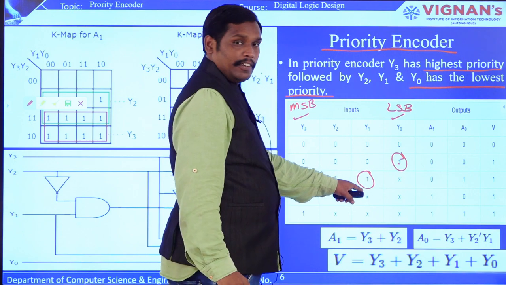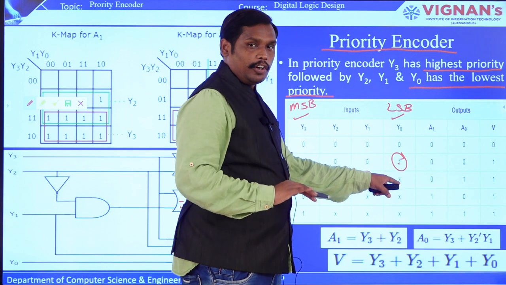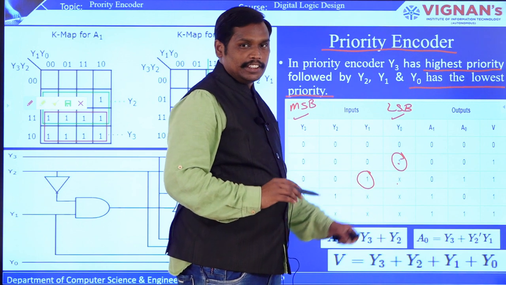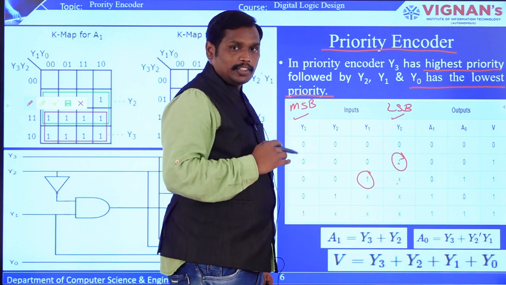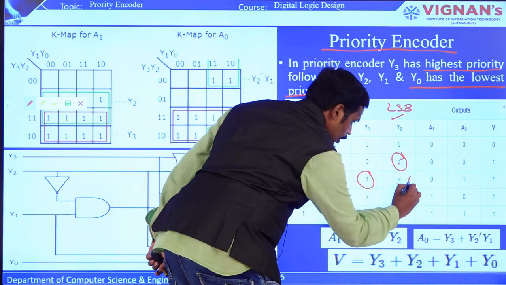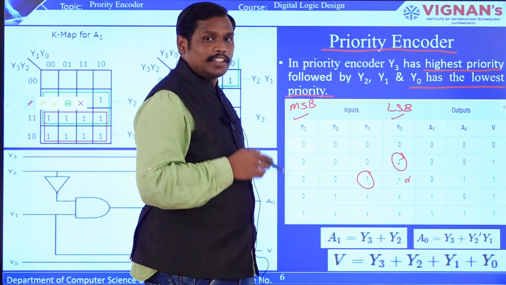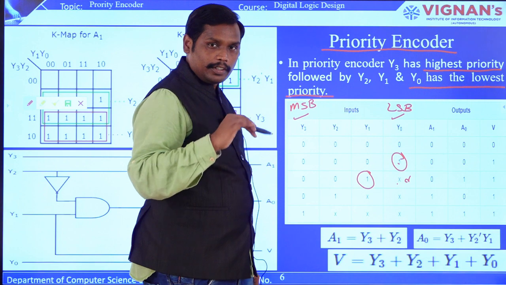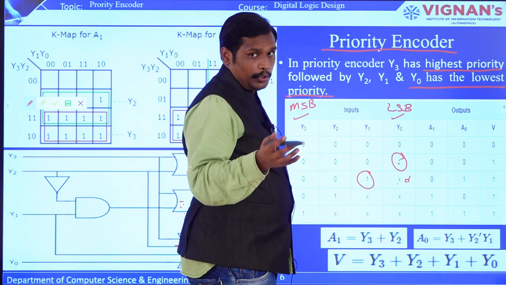So whenever Y1 is 1, whether Y0 is 0 or 1, it is a don't care condition. Hope that you remember the don't care condition, that is 0 or 1, which can be represented with X or D. Okay, X or small d. The general representation for a don't care condition is small x or capital X or D. So here you represent it with X, which means it can be 0 or 1.